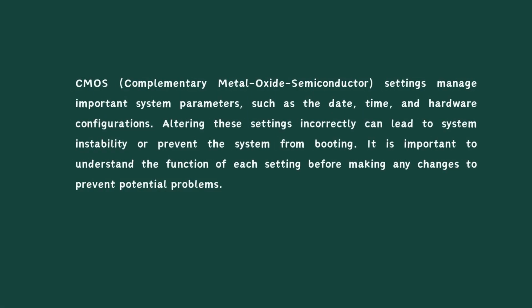CMOS, complementary metal oxide semiconductor, settings manage important system parameters, such as the date, time, and hardware configurations. Altering these settings incorrectly can lead to system instability or prevent the system from booting. It is important to understand the function of each setting before making any changes to prevent potential problems.